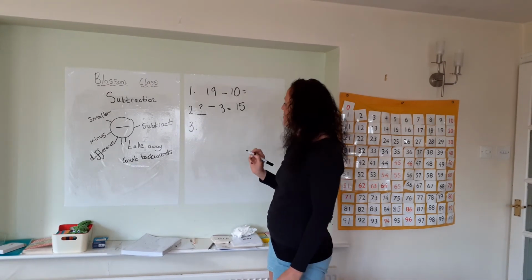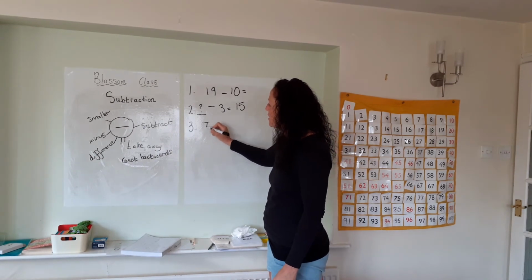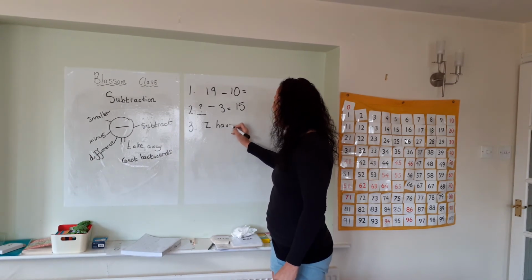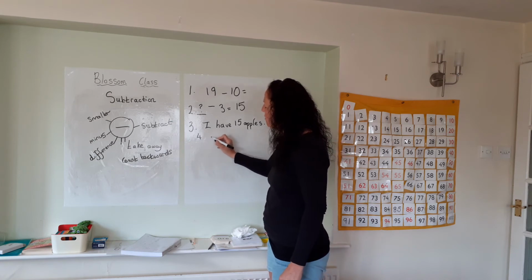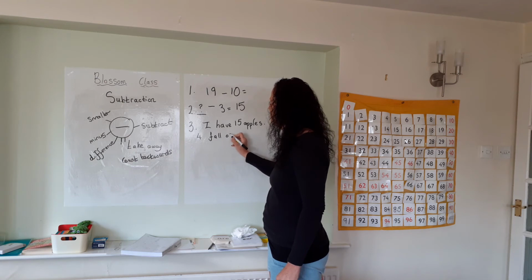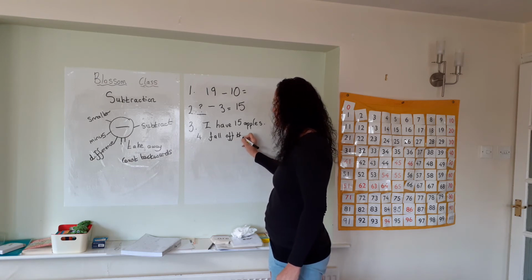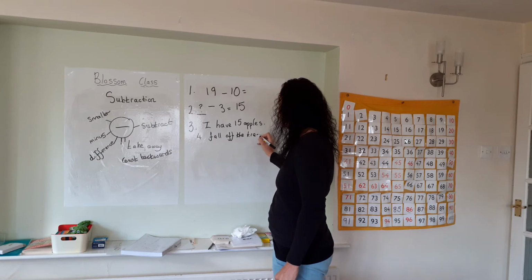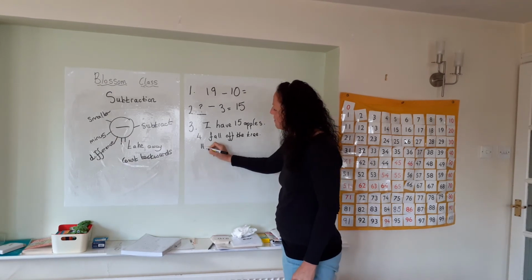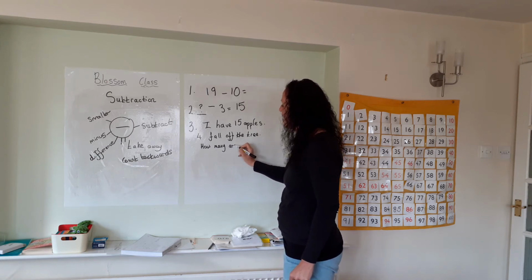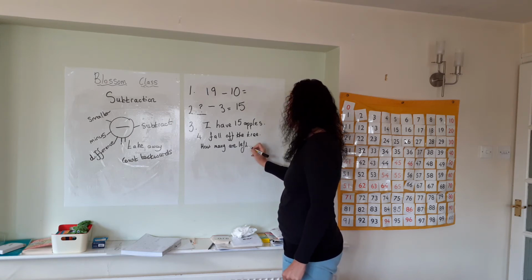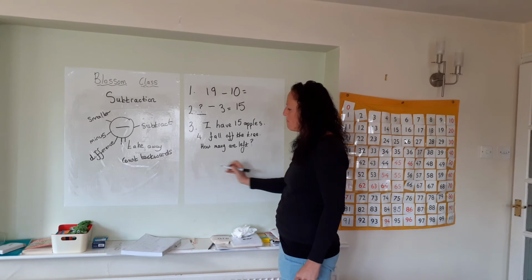And let's have a go at this one. Mrs. Shaw's going to give you a word problem. So I have 15 apples, 4 fall off the tree. How many are left? So that is your problem there.